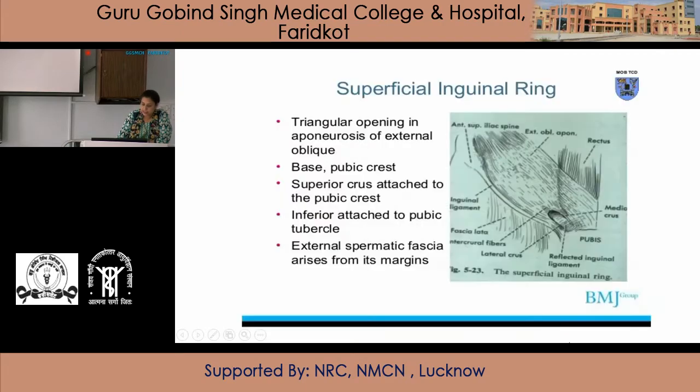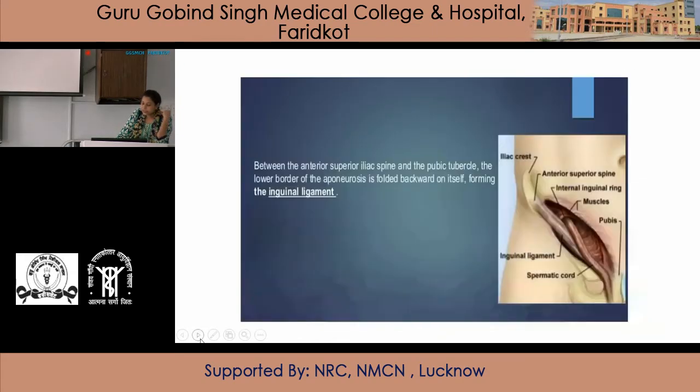Next is the superficial inguinal ring. Here is the triangular opening in the aponeurosis of the external oblique muscle, whose base is formed by the pubic crest. Superior crus is attached to the pubic crest and inferior crus to the pubic tubercle, and the external spermatic fascia arises from its margins.